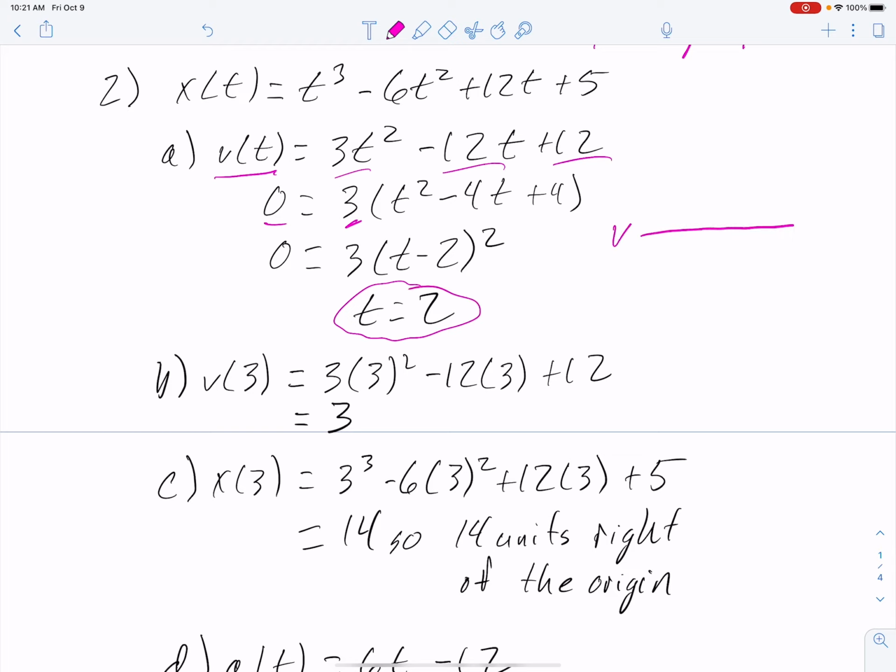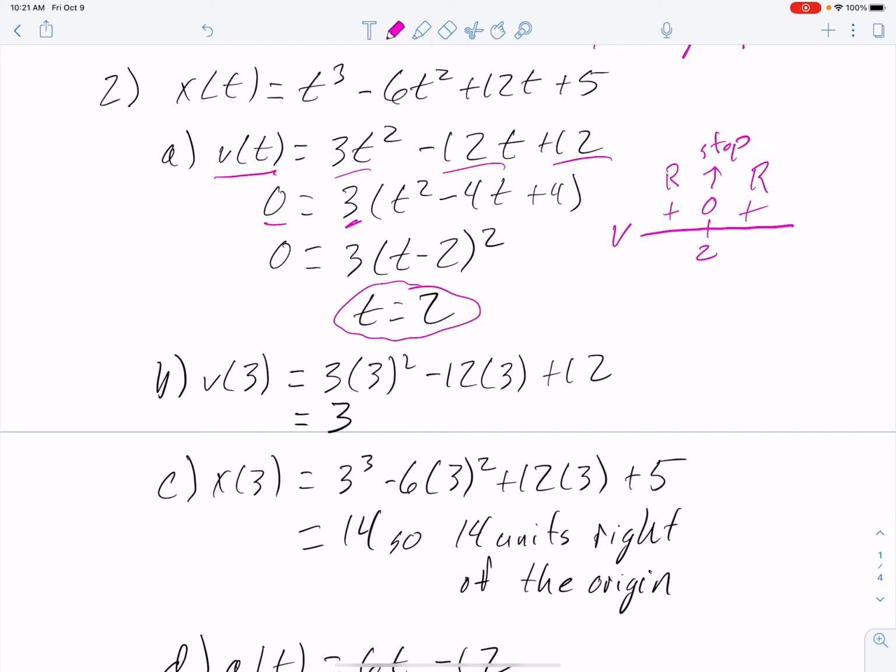If I were to make a sign pattern of this function, the only value on it would be the 2, and it would be positive and positive, which tells me that my particle moves to the right and continues moving to the right.